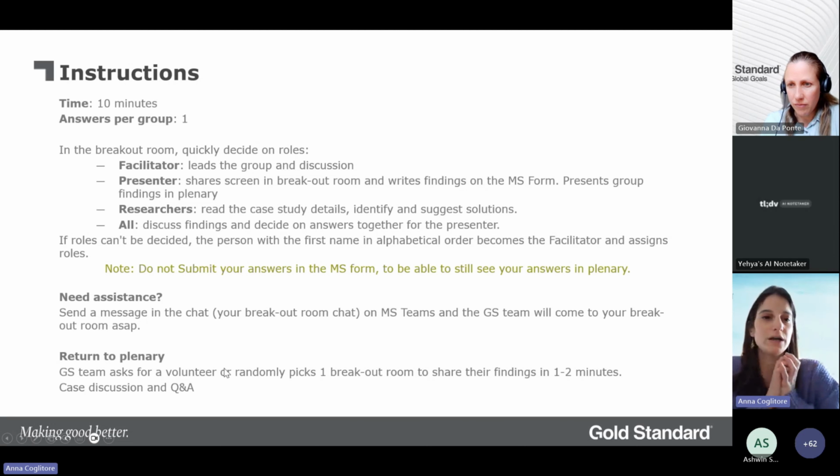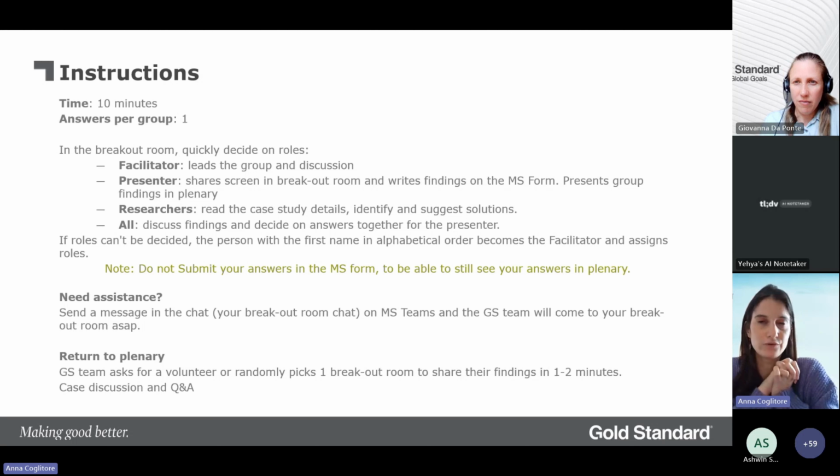You will be divided into breakout rooms, around 4 people per room. There might be a couple of rooms with only 3 people. You will have 10 minutes. In the end, you discuss it together, and then you come up with one answer per group.